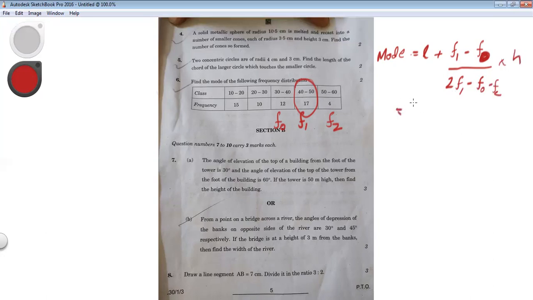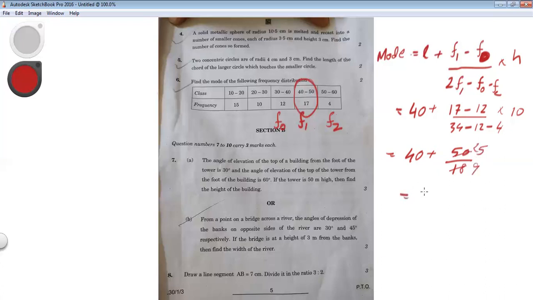So lower limit is 40 plus F1 is nothing but 17 minus 12 by twice of F1 is nothing but 34 minus F0 is 12, minus F2 is 4, right? Into h is 10. So you're going to get 40 plus 17 minus 12, you're going to get 5. So 50 by 34 minus 16, you're going to get 80. Right? So if you just cancel this, it is 25 by 9.